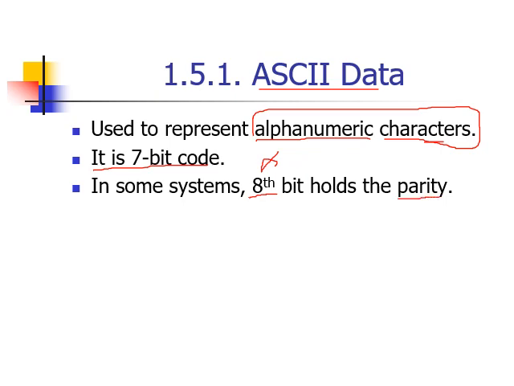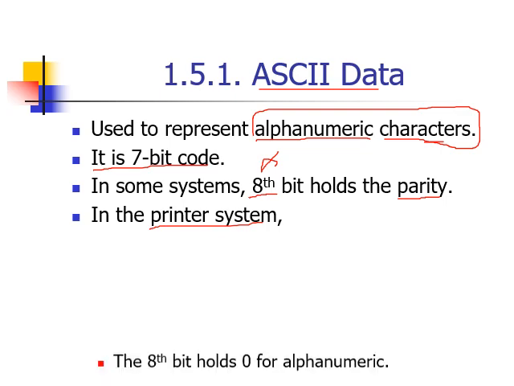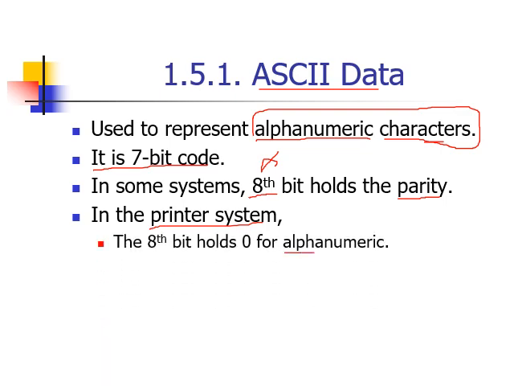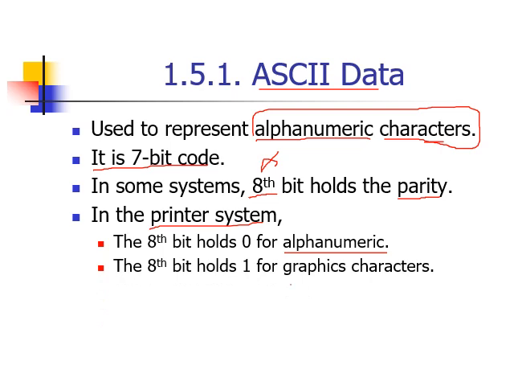If the number of ones in your byte is an even number, you place a 0 in this 8th bit. If it's an odd number, you place a 1, if you're dealing with even parity. In some printer systems, this 8th bit is used to differentiate between text, alphanumeric characters, or graphics characters, if you're trying to print out text or graphics characters.